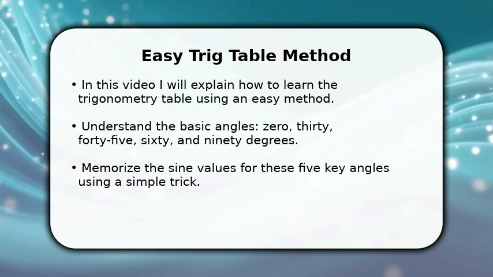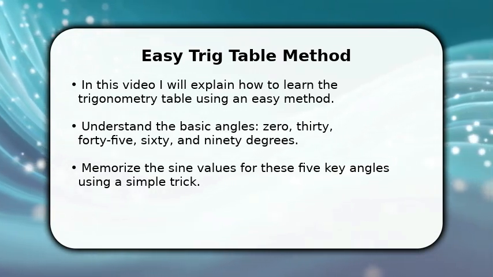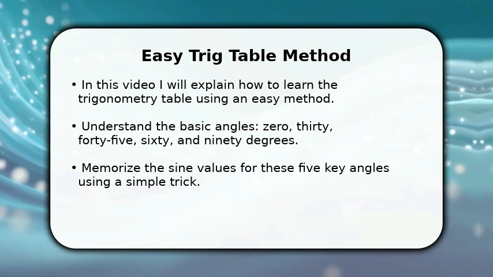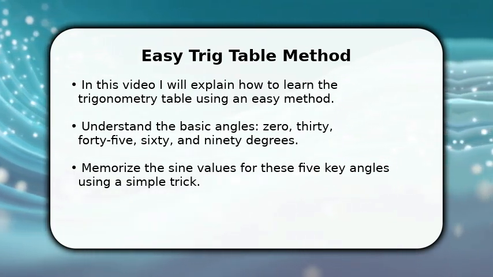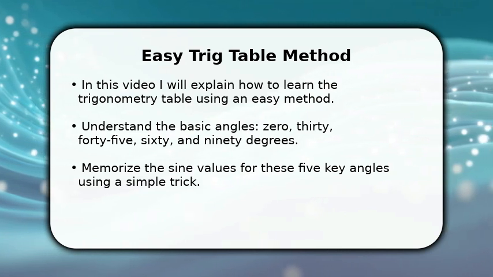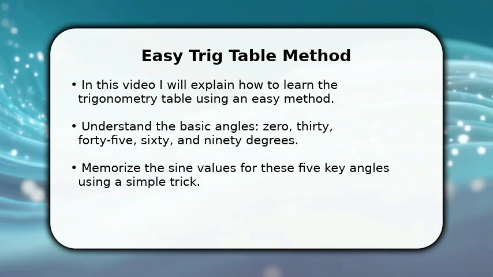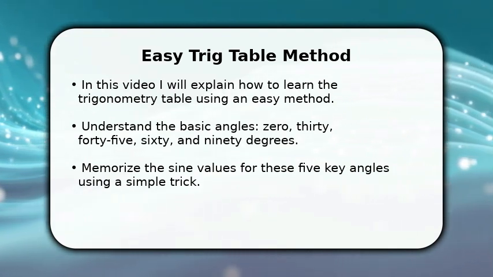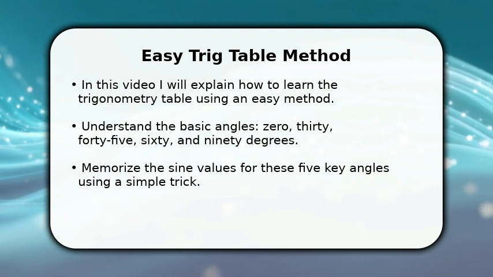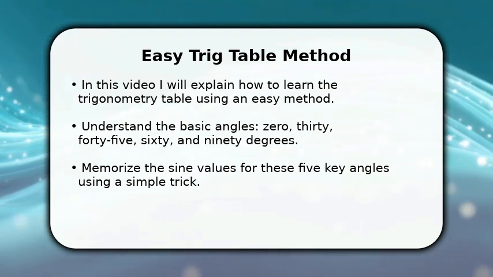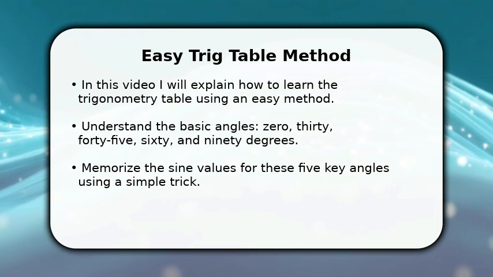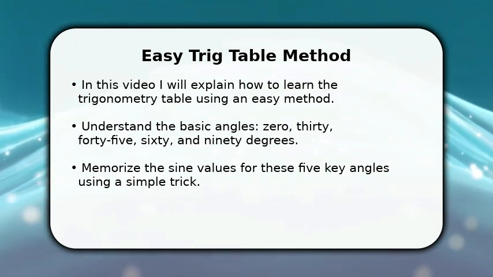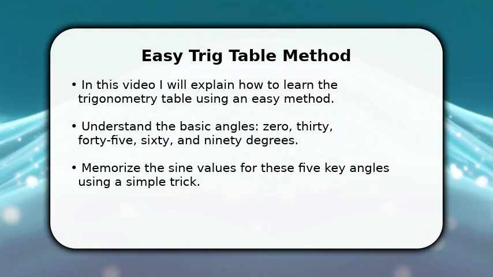Hello everyone. In this video, I will explain how to learn the trigonometry table using an easy method. We'll focus on the fundamental angles, 0, 30, 45, 60, and 90 degrees. First, we'll master the sine values for these 5 angles with a simple trick. Then, you'll discover how effortlessly you can derive the cosine values directly from the sine values. This approach makes memorization much less daunting and more intuitive, helping you build a strong foundation in trigonometry.